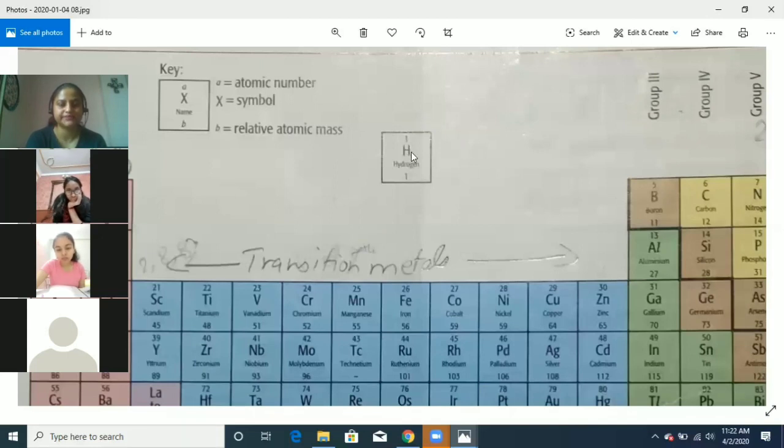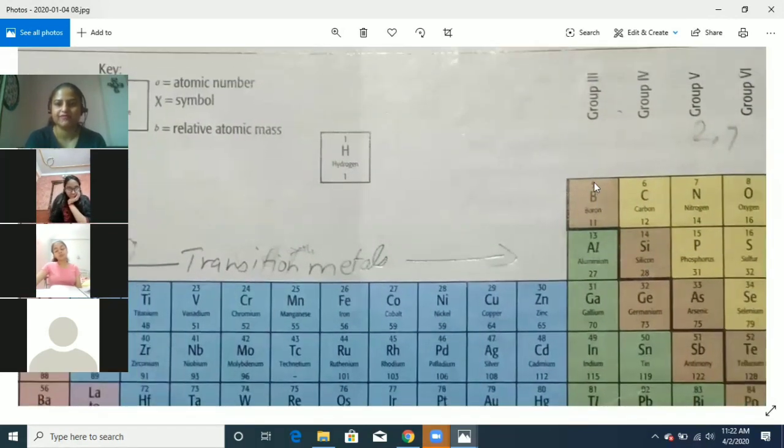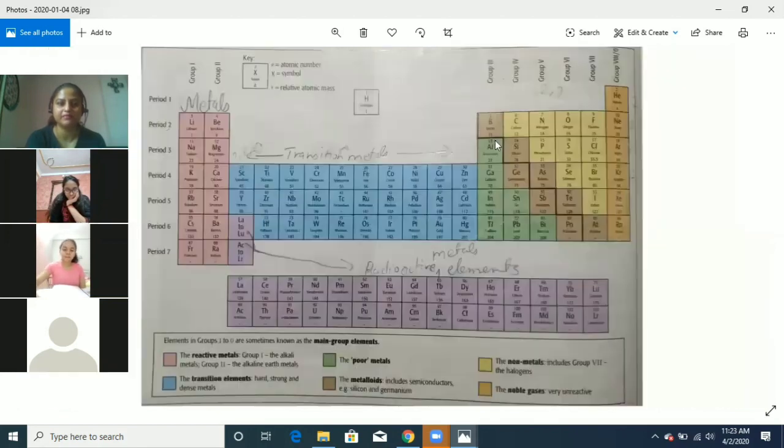This H, above the H, 1 is written. 1 is the atomic number of hydrogen, and this 1 is the relative atomic mass of hydrogen. So in all the elements, these numbers are given. Like you can see, for boron, 5 is written above the B and 11 is written below the B. This 5 is the atomic number and this 11 is the mass number or relative atomic mass.